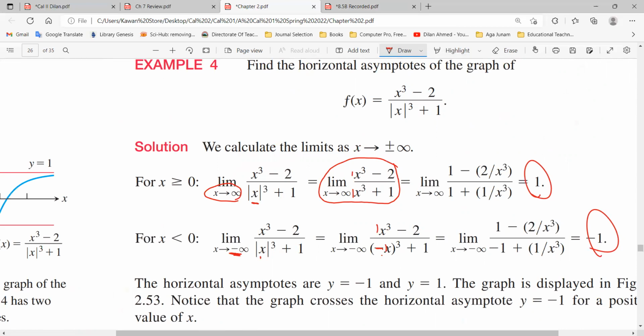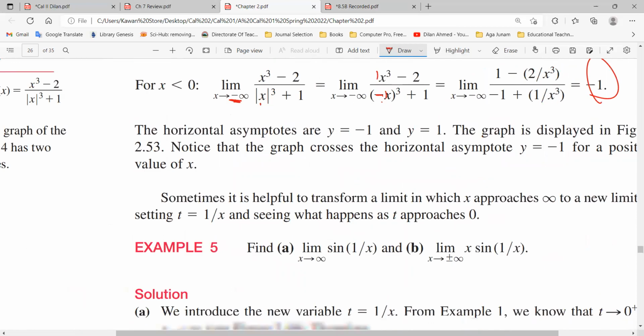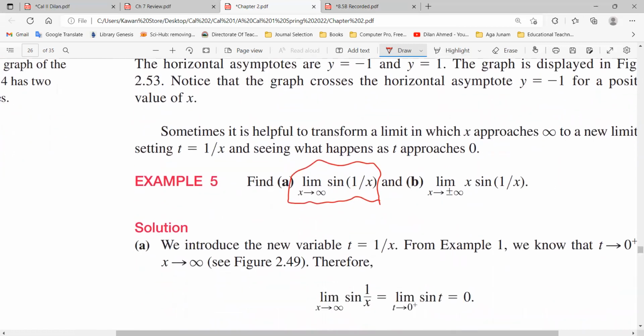You got the idea? I know I'm fast, but you don't need to be slow here because we saw many things here. Again, we have sine of 1 over x. Okay, so sine 1 over x and x times sine 1 over x. Maybe we need this idea again, so I'm going to review for you.